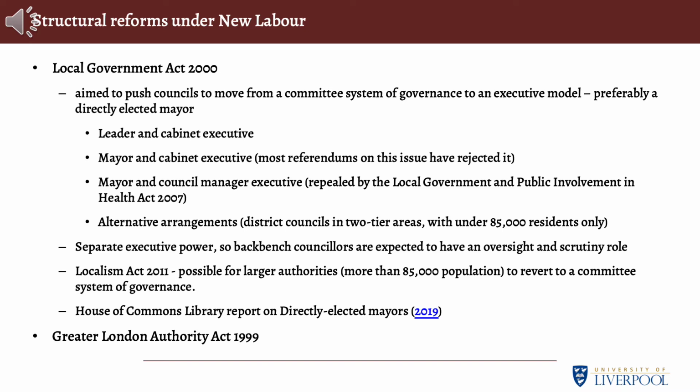Then we also have the Greater London Authority Act, which established the Greater London Authority and the London Mayor. And again, this was partly aligned with New Labour's desire to see more mayors in big cities, but also because they knew they'd win there, or at least they thought they would. And then Ken Livingstone came, stood as an independent, and it was all very messy.